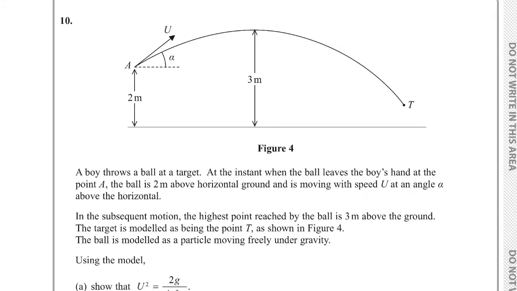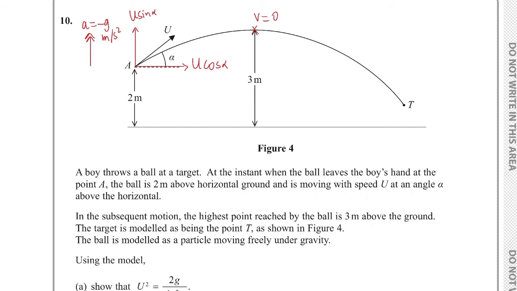In question 10, we've got a ball thrown at a target. The initial point, the launching point, is 2 meters above horizontal ground with a speed u at an angle alpha. So we can start off by resolving into the horizontal and vertical components, u cos alpha and u sine alpha respectively. We know that the acceleration is negative g. The highest point reached is 3 meters above ground, and at this point the vertical velocity is 0.